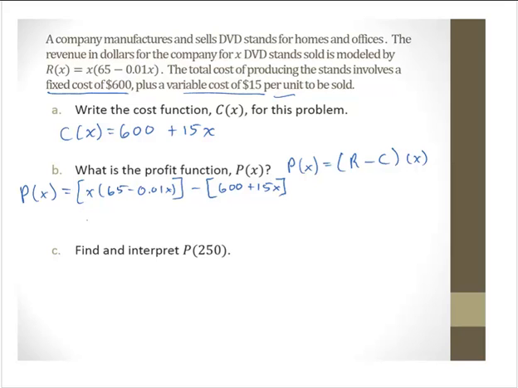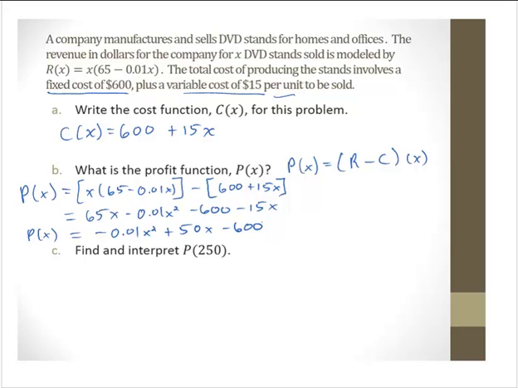Alright, so now if we simplify this a little bit, we would have 65x minus 0.01x squared minus 600 minus 15x. So P of x, the profit function, can be written as negative 0.01x squared plus 50x minus 600.